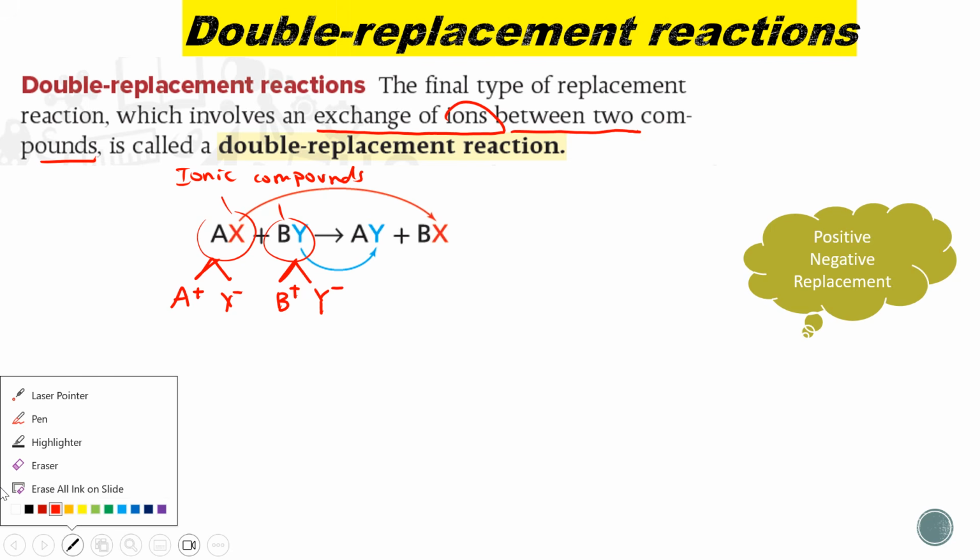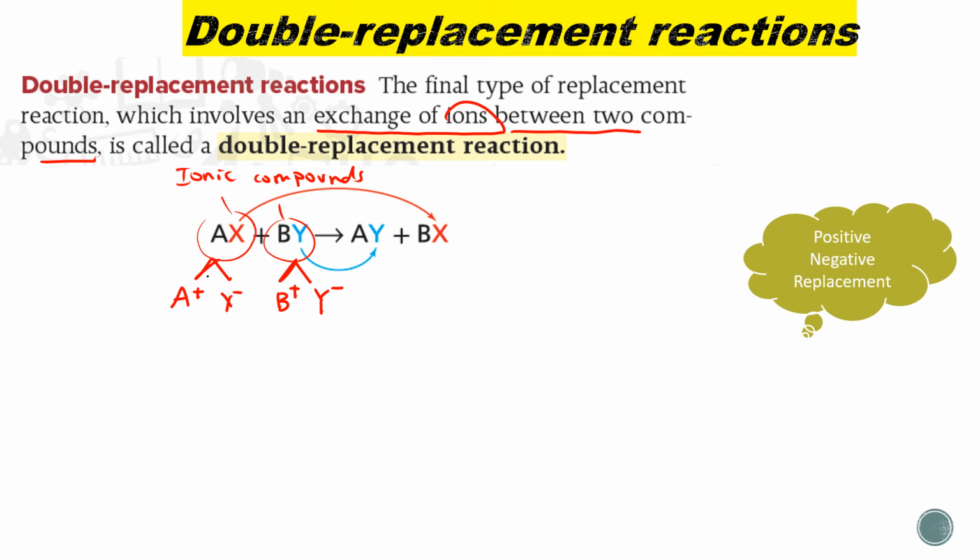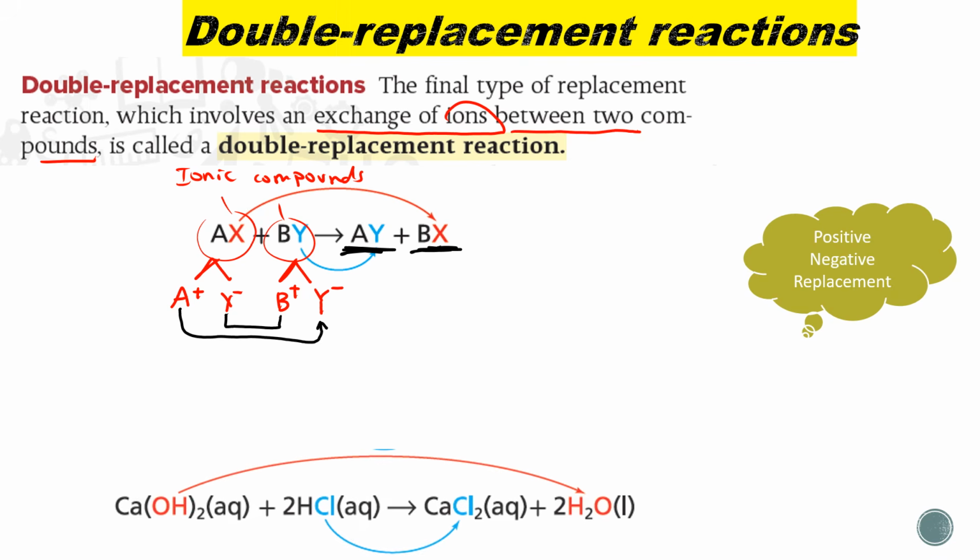So كيف يحصل الدبل ريبليسمنت؟ الدبل ريبليسمنت يحصل إنه الأيونات الموجبة من هذا المركب تروح مع السالبة من هذا المركب. So A and Y, can you see? والموجب من هذا المركب يروح مع السالب من هذا المركب. So B and X. Switch, double switch. Because we have two switches, that's why we call double replacement reaction. And this is an example, guys.